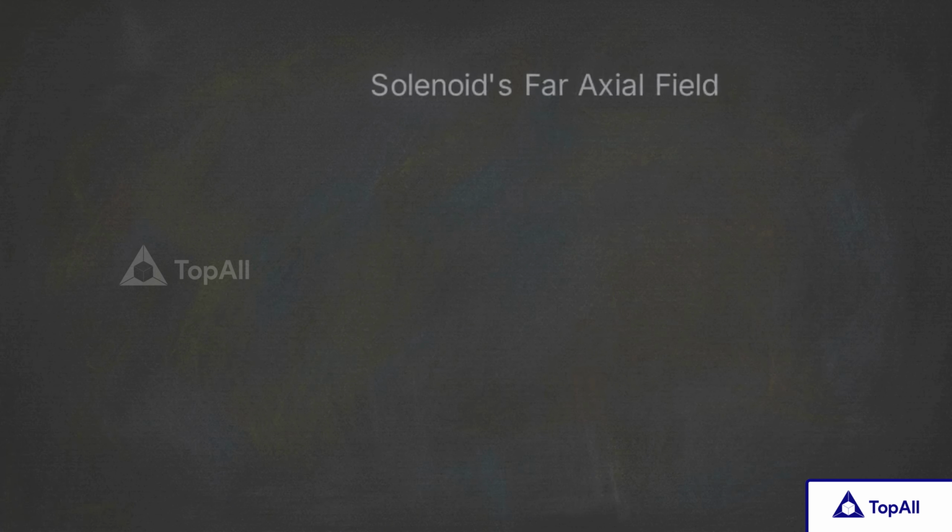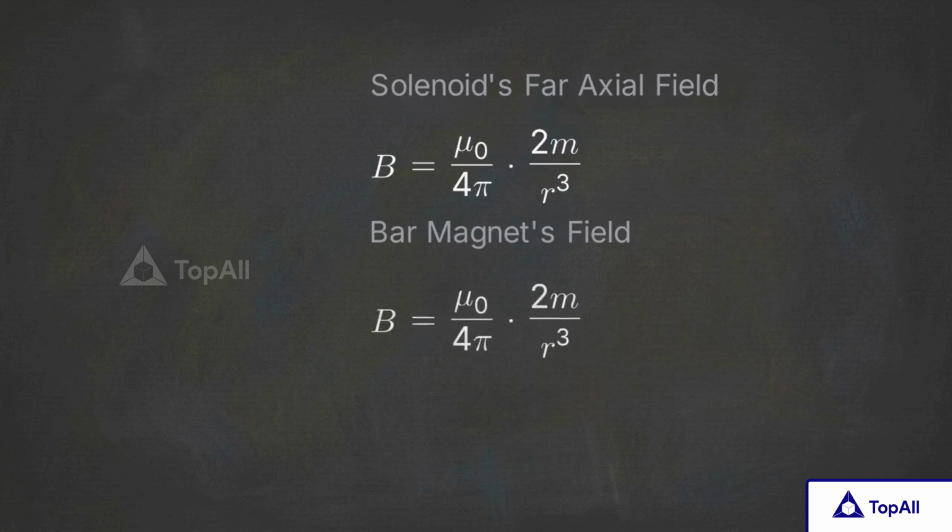After performing the integration, we arrive at the resulting equation for the solenoid's far axial field. B equals mu naught over 4 pi times 2m over r cubed. This matches the established formula for a bar magnet's field. The two expressions are identical.